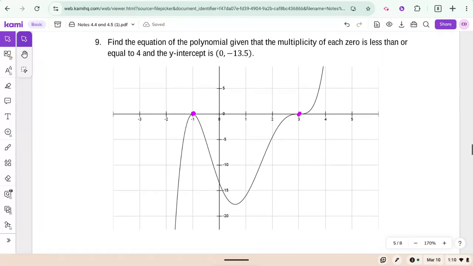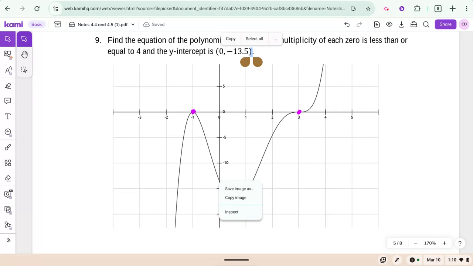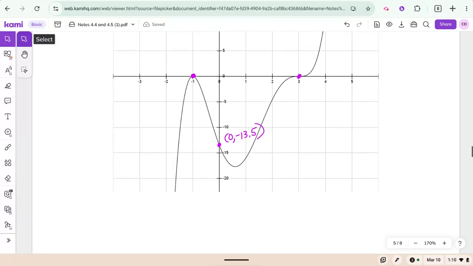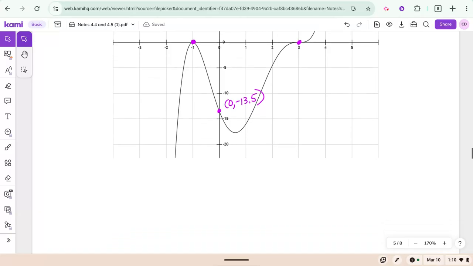Okay, and what else? They told me that this point right here crosses the y-axis at 0, negative 13.5. So that could be useful as well in a moment. So let me come down here and use the space. So let's see, what do I know? I know that we have x equals negative 1, and the multiplicity is 2 because it bounces off. And I have x equals 3 with a multiplicity of 3 because of the way it behaves, how it does this inflection thing.